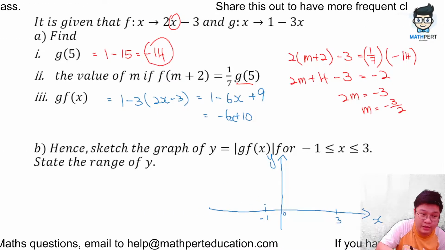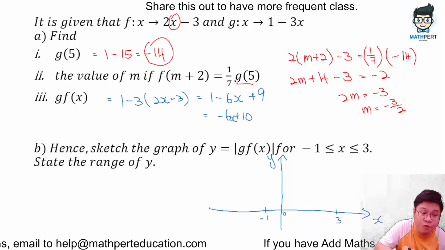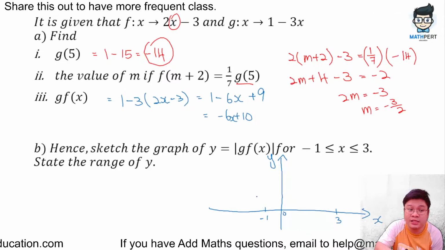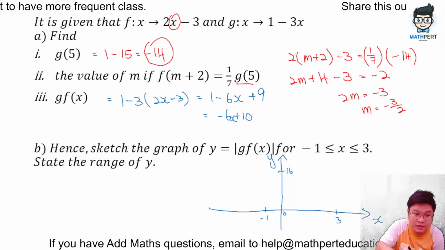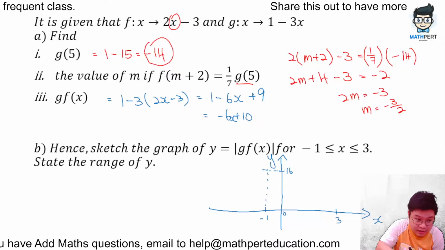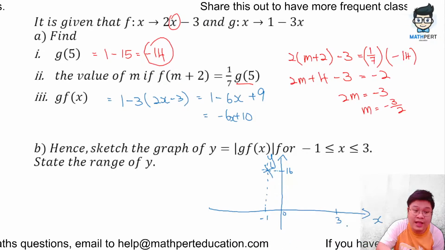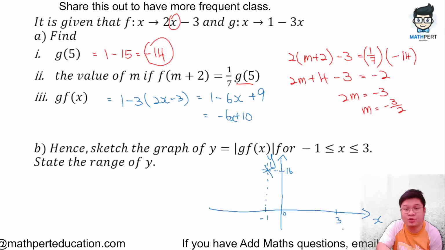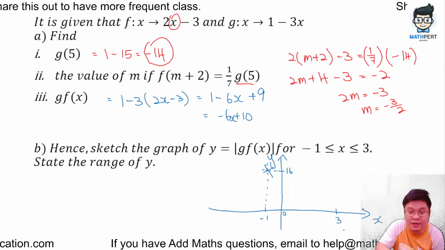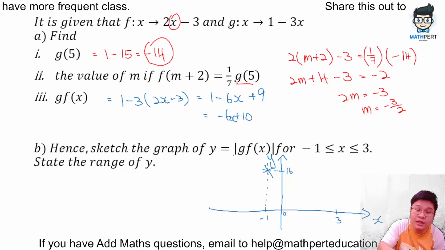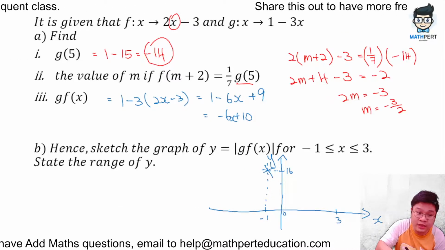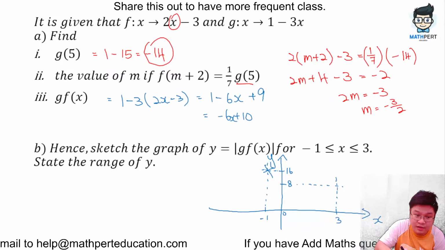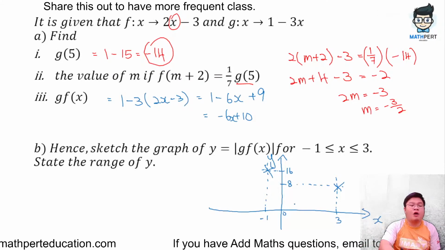Alright, so how do I sketch this? When x equals negative 1, negative 1 multiplied by negative 6, you get 6. 6 plus 10, 16. Here. Then when x equals 3, negative 6 times 3, you get negative 18. Negative 18 plus 10, negative 8. But this is absolute, so it is 8. Over here. Then, how do we draw this?